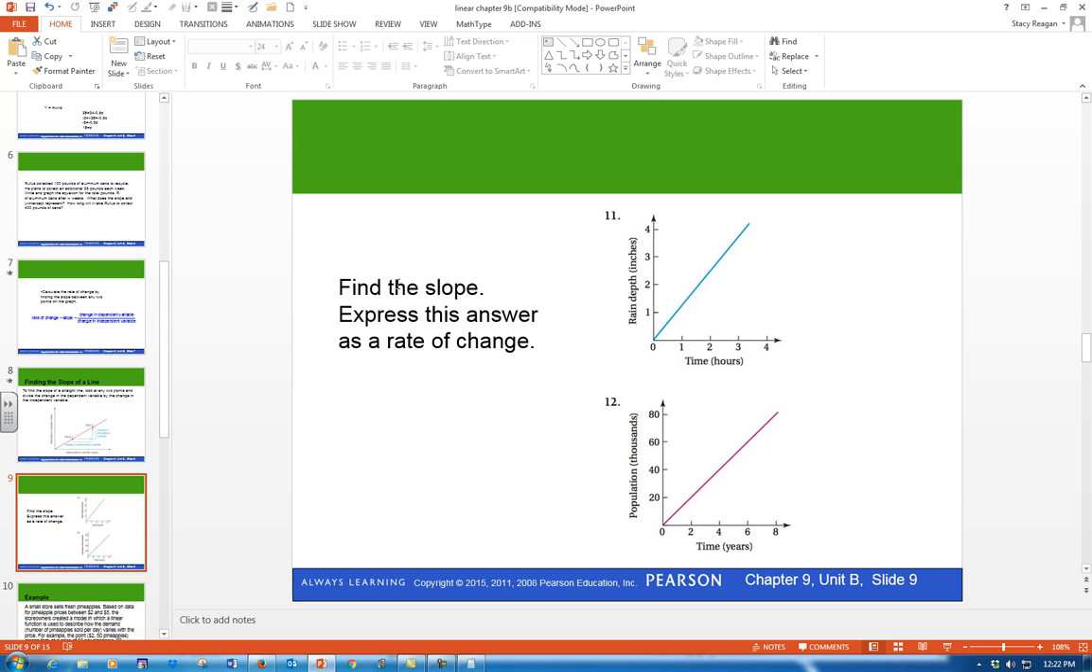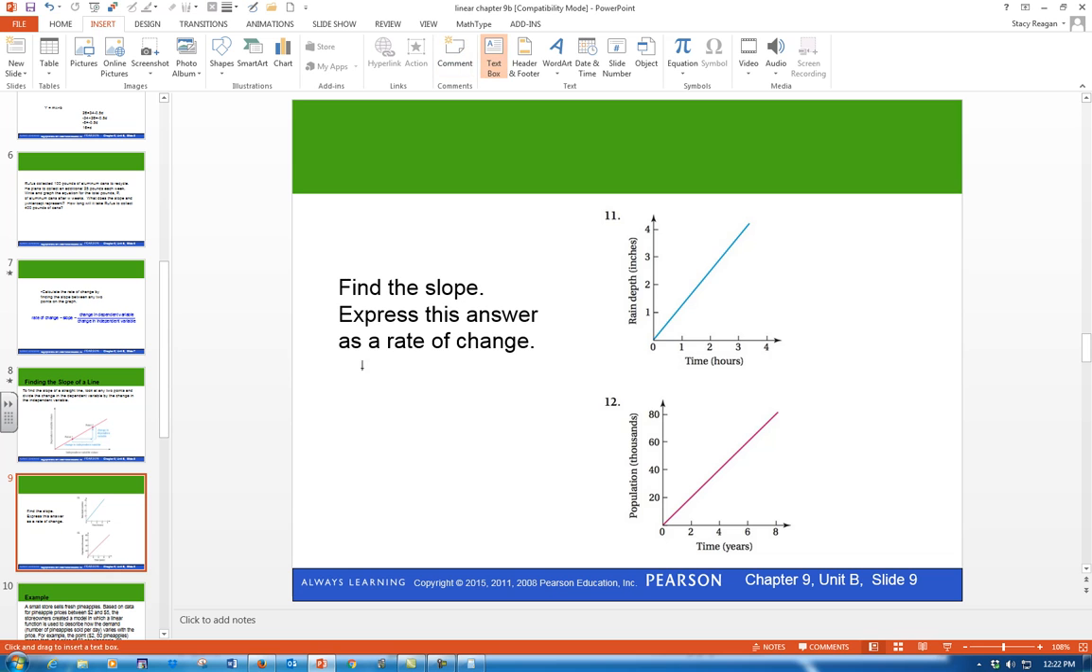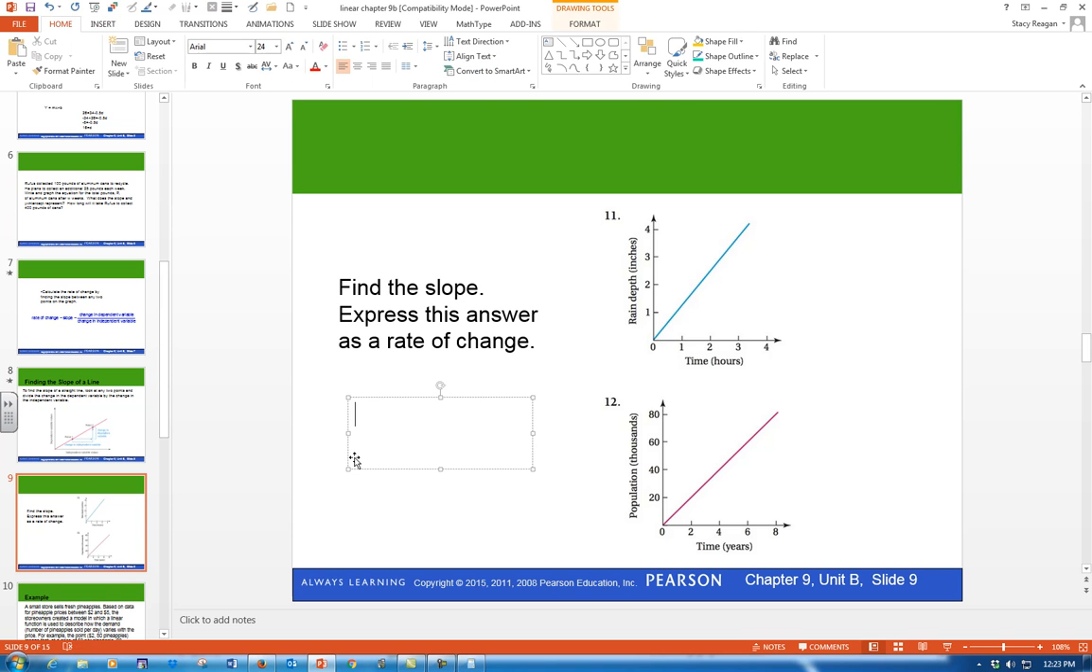It says to find the slope and express this answer as a rate of change. Well, you actually have a formula for slope, and your formula for slope is m, which stands for slope, equals, and you are going to be subtracting the y's. Probably the way you see your formula in the book is to take the second y, minus the first y, and we divide it by the second x minus the first x. So if we're doing that on this one, let's just stretch this out a little bit so we can put it on the same line.